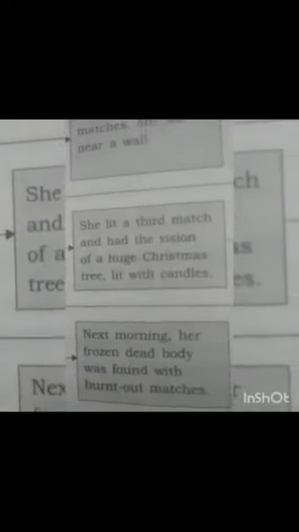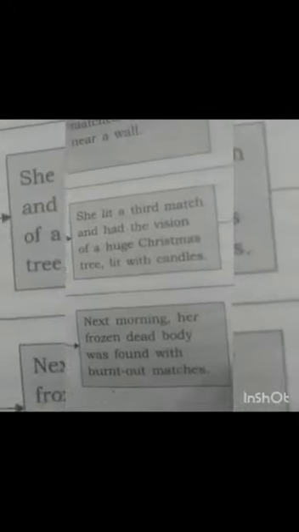She embraced her and told her to carry her off to heaven. Next morning, her frozen dead body was found with burnt out matches. Okay, children, so now this is the plot of the story. Now we are going to see the story.